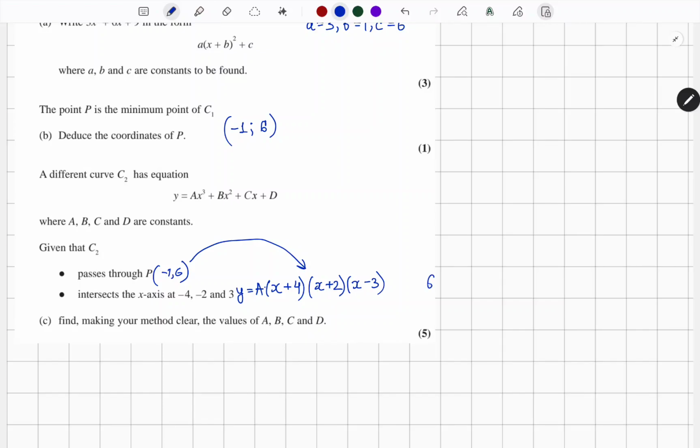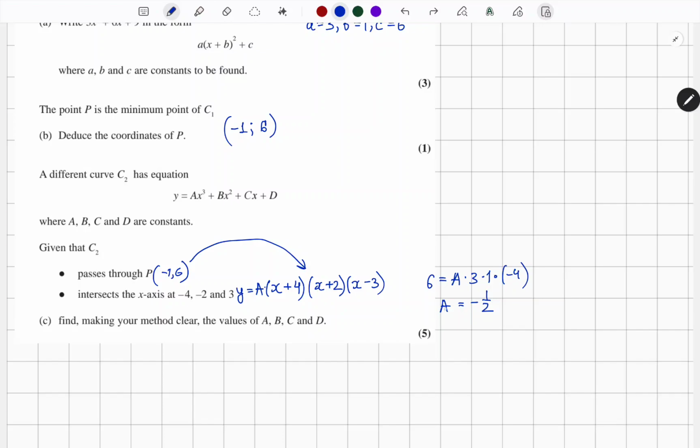So y equals 6 equals a times, and then I put x equals -1. -1 plus 4 is 3. -1 plus 2 is 1. -1 minus 3 is -4. Okay, so let me show you my great abilities in mental counting. So it's minus a half. Find, making your method clear, the values of a, b, c, and d. Oh my God. Okay.